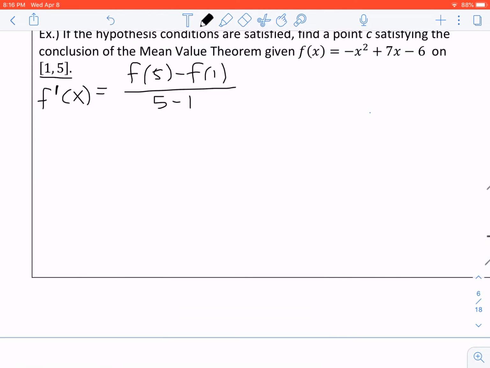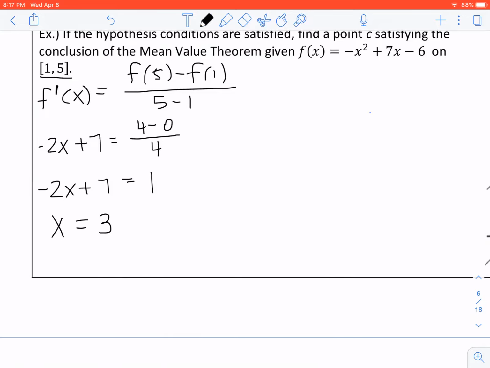So taking the derivative of our function, it's going to become negative 2x plus 7 is equal to f of 5. If you substitute in 5 into your function, we get 4 minus, and if you substitute 1 into your function, you get 0 over 5 minus 1 is 4. And so we have negative 2x plus 7 is equal to, and that's 4 divided by 4 is 1. And then solving this, we're going to arrive at x is equal to 3.